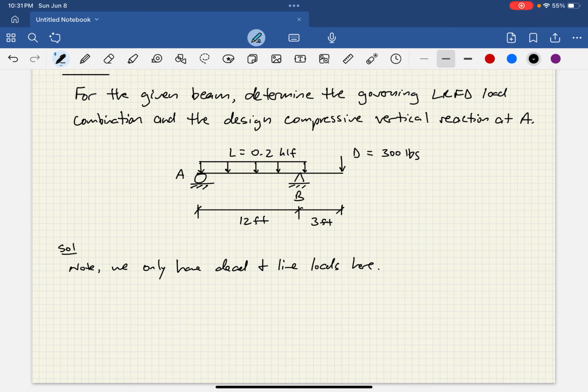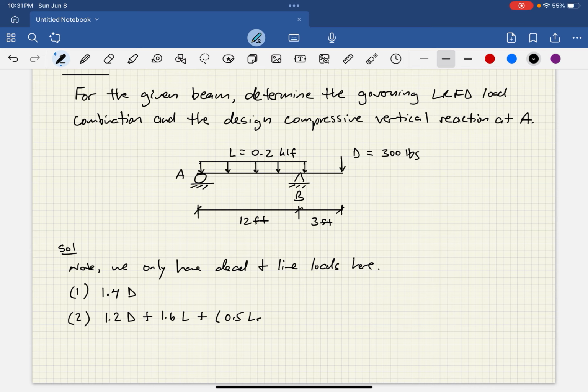And again, I'm looking at ASCE 7 right now, specifically section 2.3. So the first load combination for LRFD is 1.4 dead. So what this is saying is when you only have a dead load, you're going to increase it by 40%. That's the 1.4, okay?